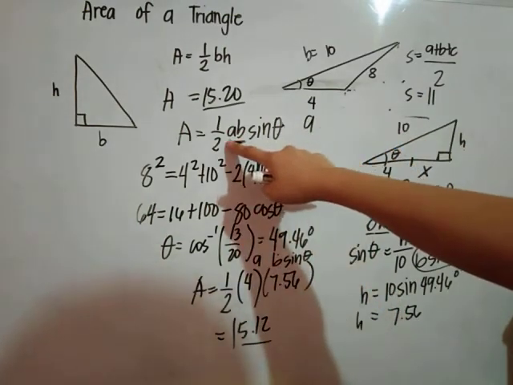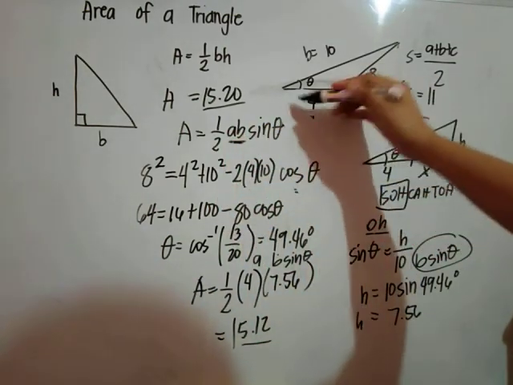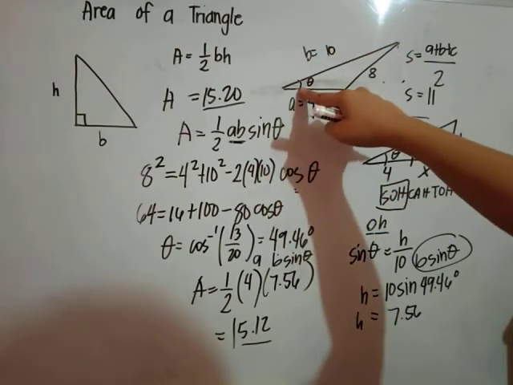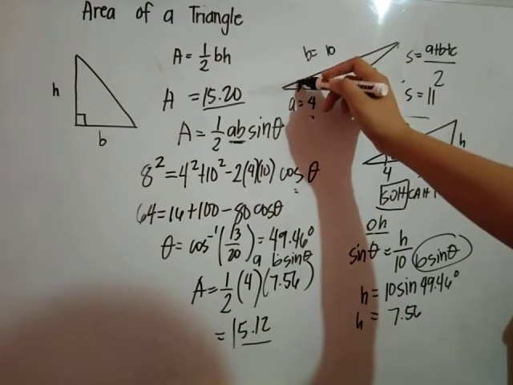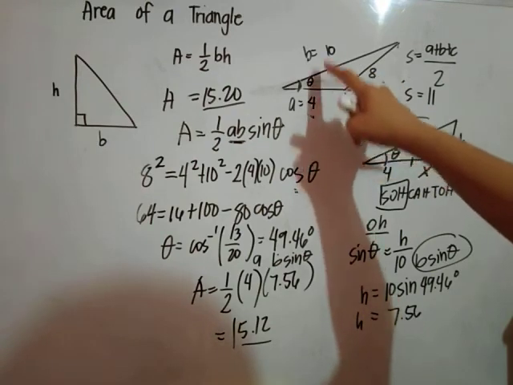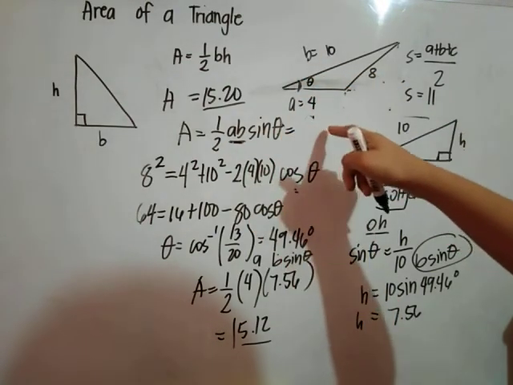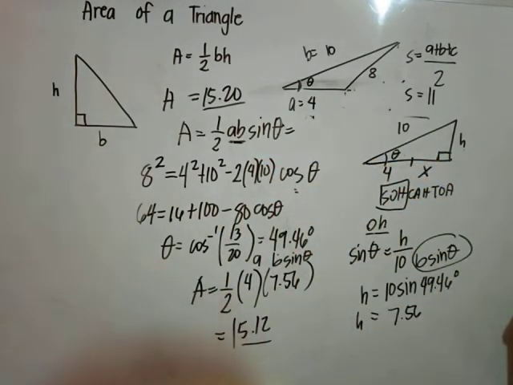So, given yung dalawang sides, A and B, and then yung angle between nila na theta. Pag given na yun, direct substitution na lang. So, you can solve for the value of the area of the triangle.